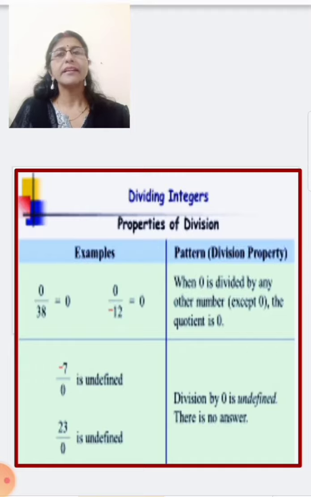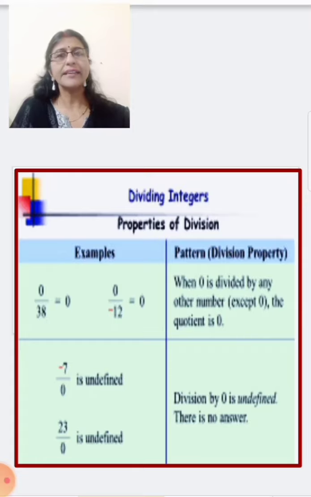In the first example, 0 is divided by 38. When 0 is in the numerator, that means 0 is the dividend, and you divide it by any integer, 0 divided by 38 is 0. Next example is 0 divided by minus 12, which is again 0. So when 0 is divided by any number except 0, the quotient is 0.